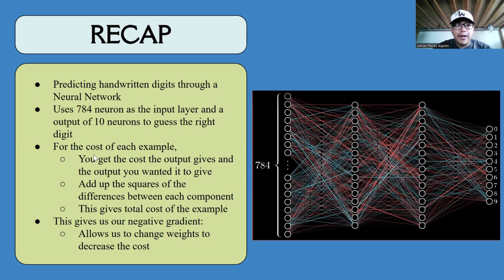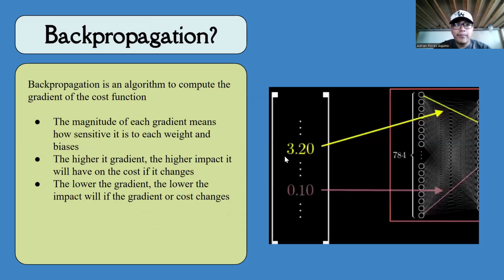So this is where the cost comes into play, where you take the output it gives and the output you want, and add up the squares of the differences between each component. Doing so gives you the total cost for the example. And this is where we get our negative gradient, which allows us to change the weights of the connections to decrease the cost.